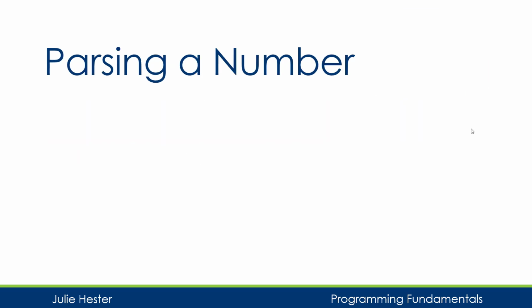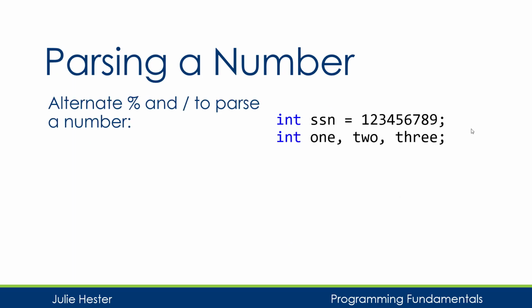Now let's see how we can parse a number. So let's say that I have a social security number with 9 digits. And when I show a social security number, I want to put hyphens between the different parts. And I'm going to divide it up into 3 parts. So I'll have 3 digits, 2 digits, and then 4 digits.